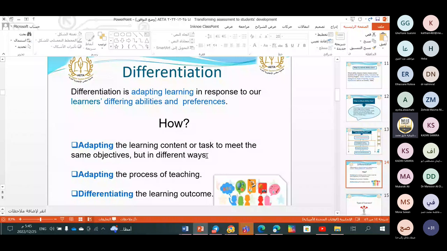For example, if you explain the vocabulary, then ask one group to use a word in a sentence, another one to draw this word, another group to mime it, another one to say its part of speech, its antonym, etc. So there are many ways you can adapt these tasks. Or another point is adapting the process of teaching and differentiating the learning outcome in order to have a good outcome at the end. Thank you.